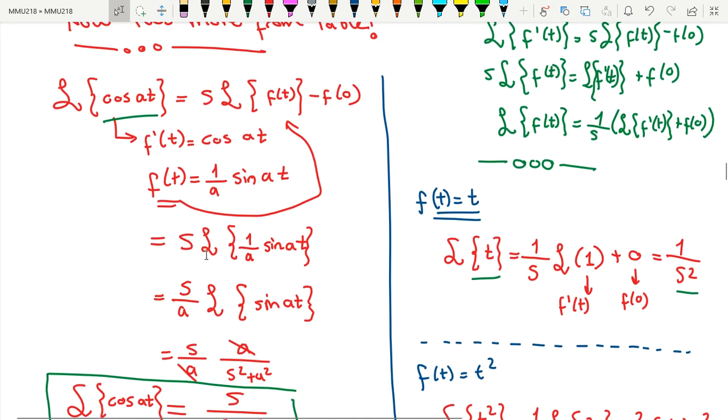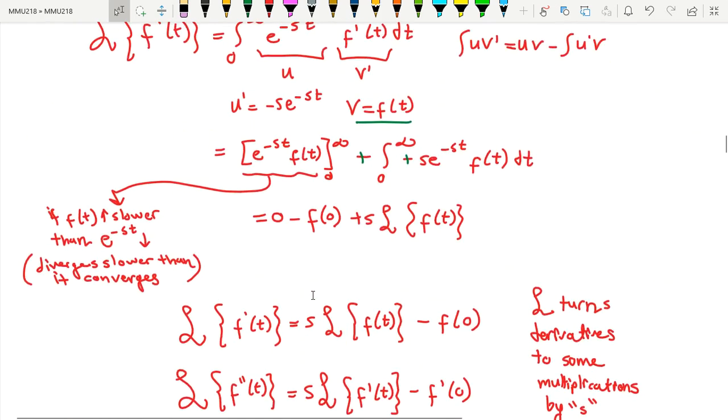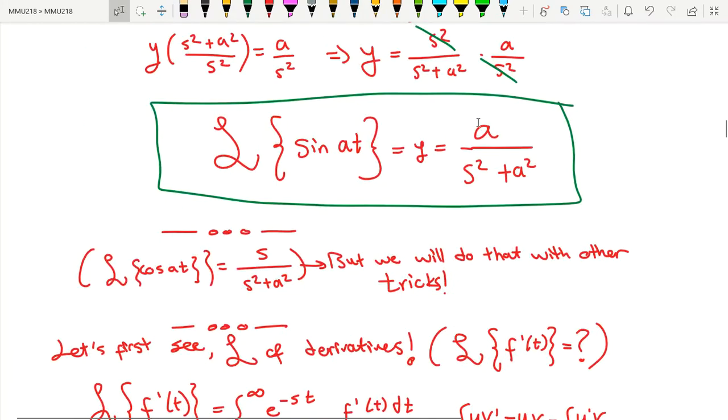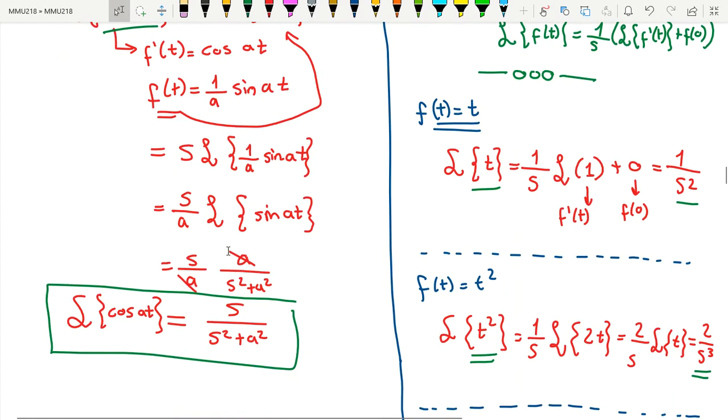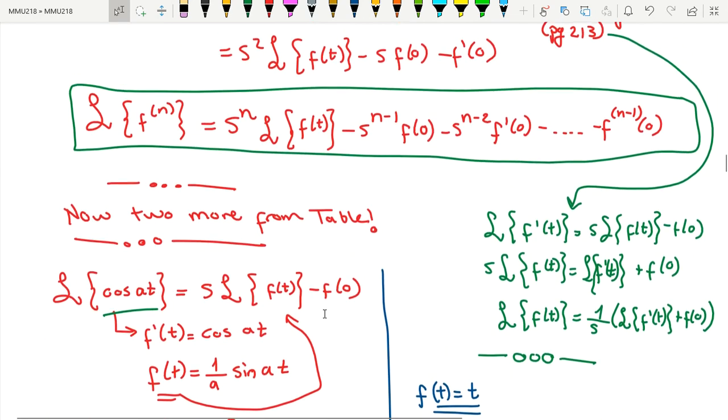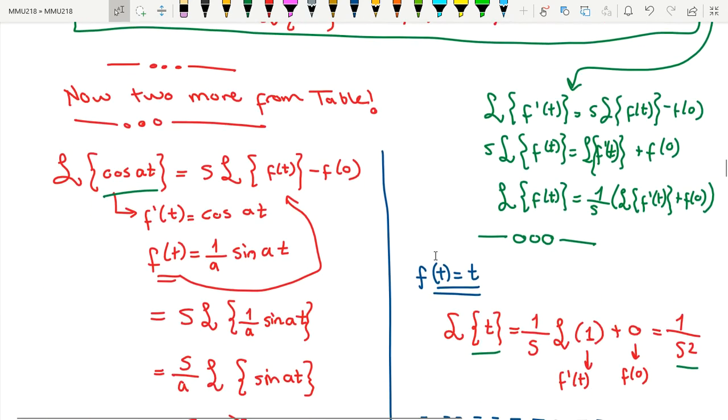And s Laplace of the original function, 1 over a sine at. I can pull out s over a, Laplace of sine at. I have derived Laplace of sine at. It's a over s squared plus a squared. That cancels out the a's. So Laplace of cosine at is going to be s over s squared plus a squared. That's good. Now let's move on to another function.